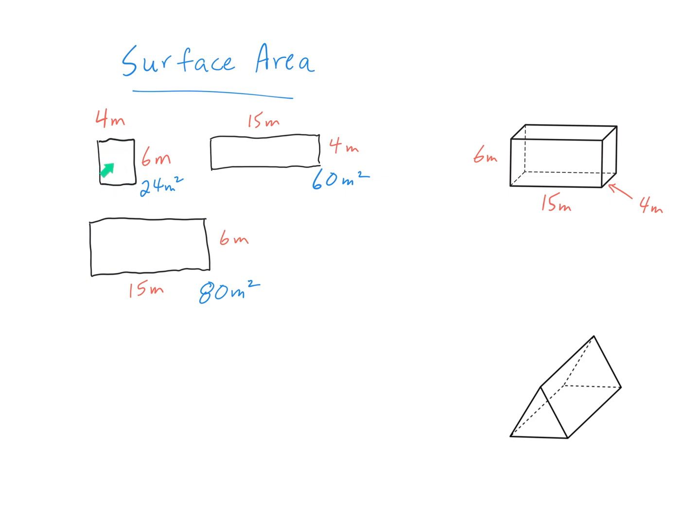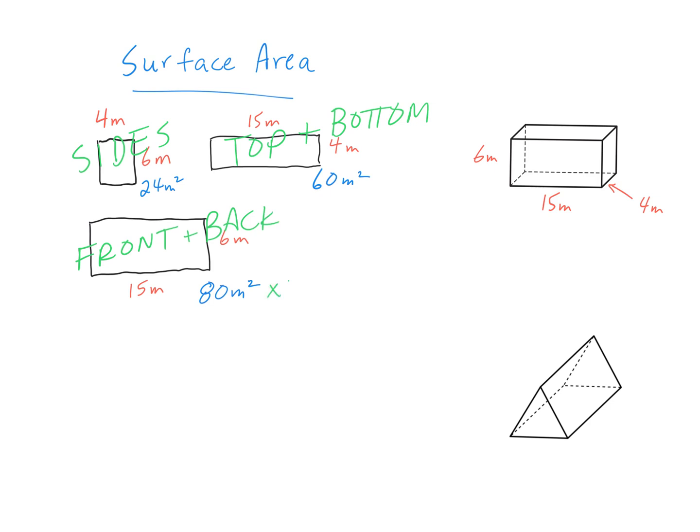These are the sides. So I have 24 meters squared times 2. This is the bottom and the top, which is 60 meters squared times 2, because the top and the bottom. And this one is the front and back, 15 by 6. So I have 80 times 2, which is 160. So let me just write that down. So this one is the sides. This one is the top and bottom. And this one here is the front and back.